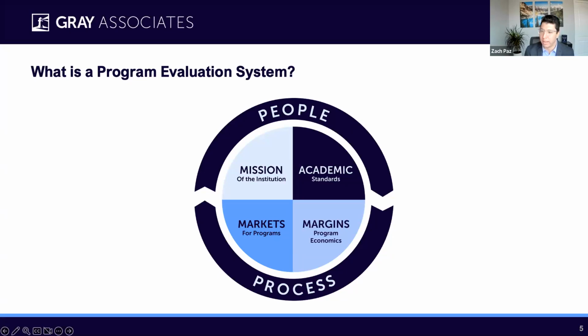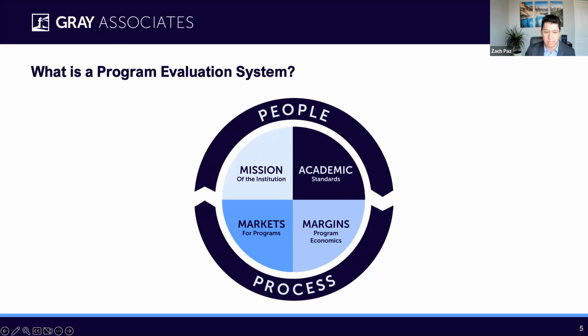First, mission of the institution and how do your programs support that mission. Academic standards, from enrollment to faculty mix to student outcomes, and how are you measuring that and are you meeting your standards. Margins, so that you can understand what programs are costing you money, what programs are making money ultimately because you inherently have to subsidize your mission with margin, right? So it's important to understand where that margin is coming from.